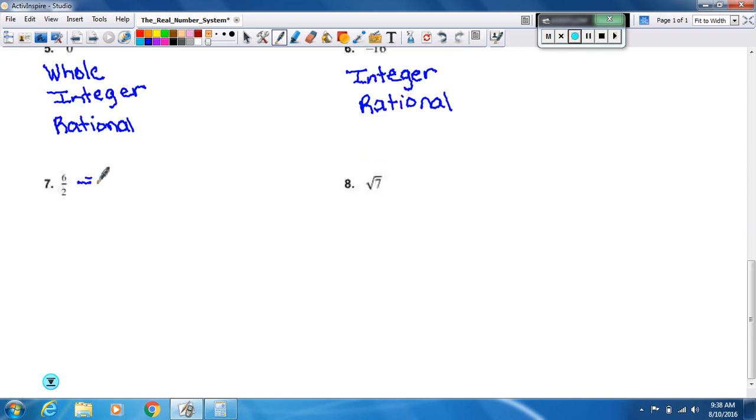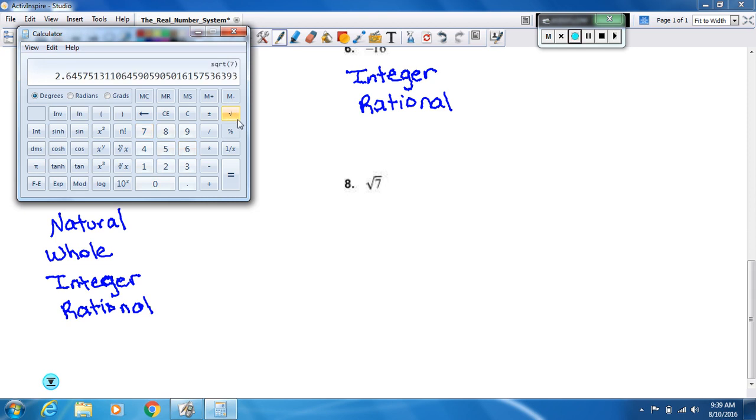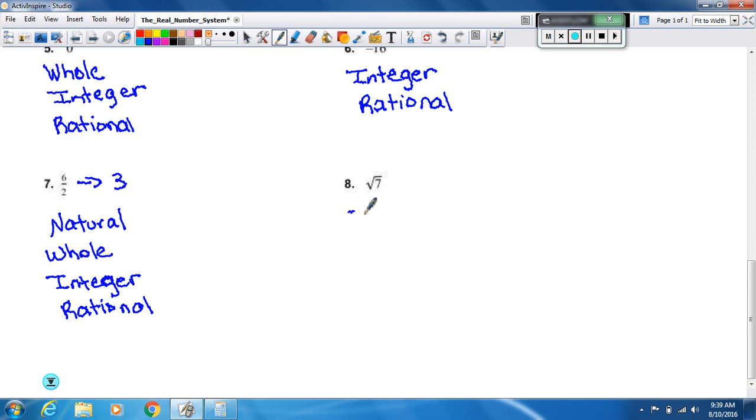6 over 2 means 6 divided by 2, which is 3. We do count with that, so that's natural. You just take the list and just keep going down for each one of these. It is a whole number, because all natural numbers are whole numbers. It is an integer, because there's no decimals or fractions. And it ends, so it is rational. Square root of 7. 6, 4, 5, 7, 5, 1. There is no repeating pattern, so this is going crazy. It doesn't end. It's irrational.